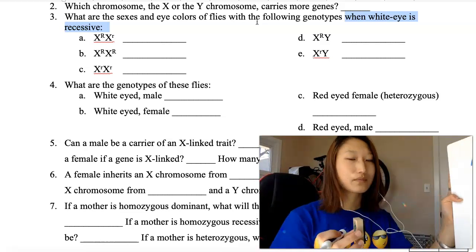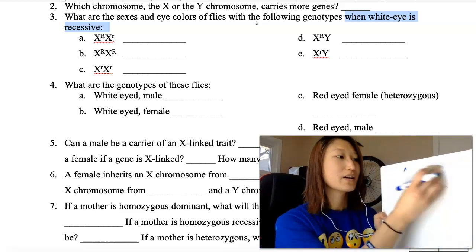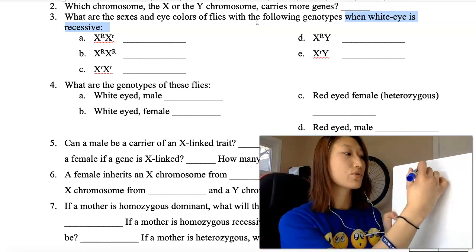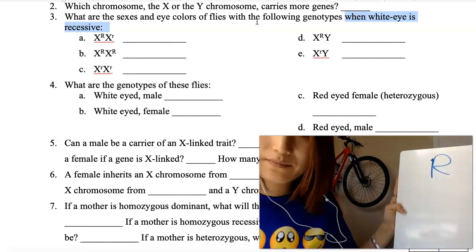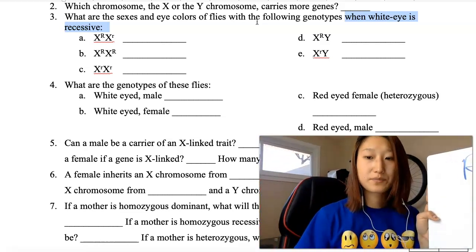Can you see? All right, this is better. So in this case, normally you would do big R, little r, right, for dominant versus recessive. Close the line a little bit. There we go. Big R, little r.